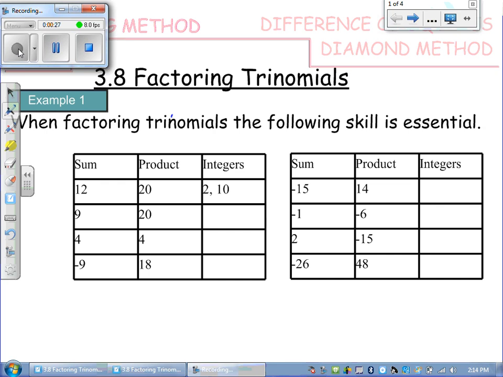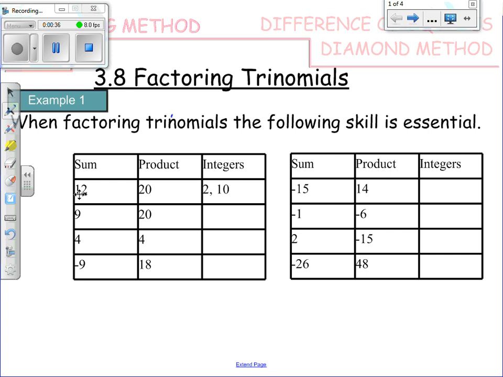We have to develop some quick little skills before we can actually factor trinomials. So, you have to find numbers that add to be 12 and multiply to be 20. An example would be 2 and 10. So what are 2 numbers that add to be 9 and multiply to be 20? 4 and 5. 4 plus 5 is 9, and 4 times 5 is 20.